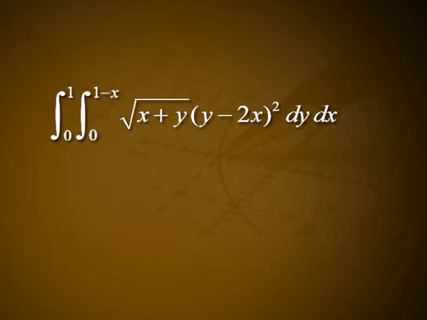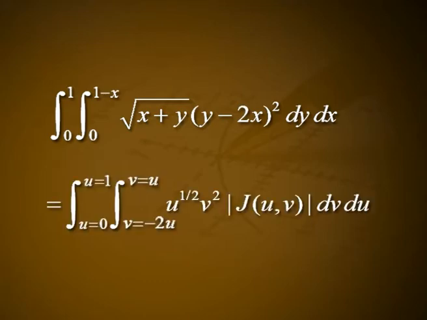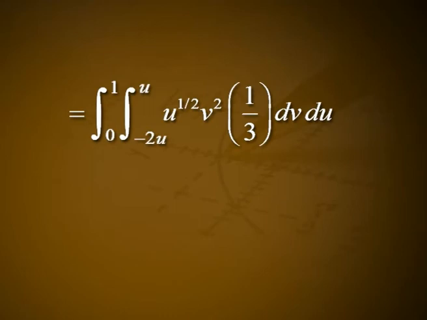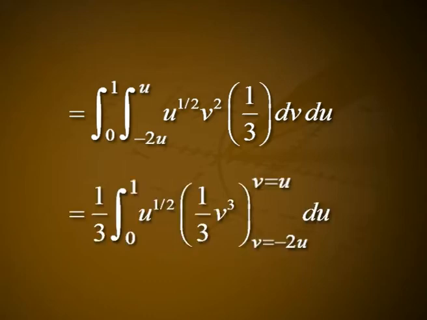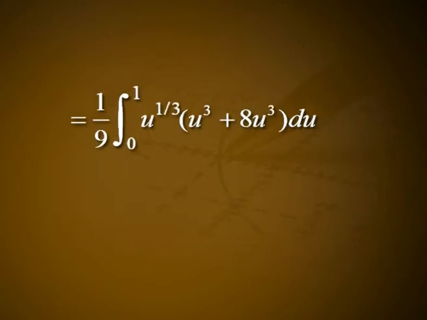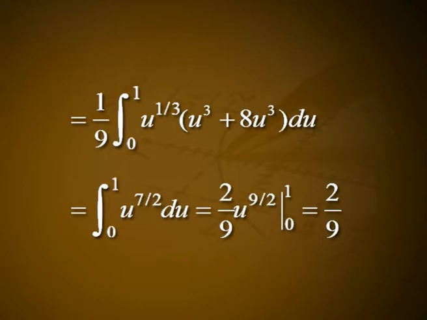The integral 0 to 1, integral 0 to 1 minus x, of square root of (x+y) times (y minus 2x) squared dy dx is equal to the integral u equals 0 to 1, integral v equals minus 2u to u, of u^(1/2) v² times the determinant J(u,v) dv du, that is equal to the integral 0 to 1, integral minus 2u to u, of u^(1/2) v² times 1/3 dv du, that is equal to 1/3 integral 0 to 1 of u^(1/2) times 1/3 v³ over the limits minus 2u to u du, that is equal to 1/9 integral 0 to 1 of u^(1/2) (u³ plus 8u³) du, that is equal to the integral 0 to 1 of u^(7/2) du, which is equal to 2/9 u^(9/2) over the limit 0 to 1, that is equal to 2/9.